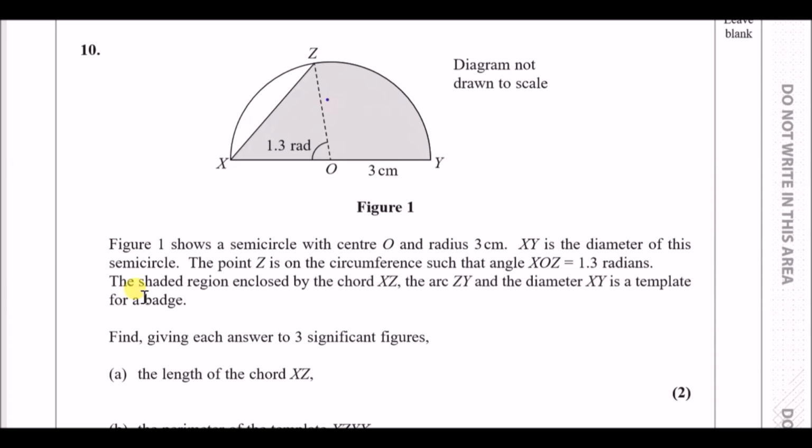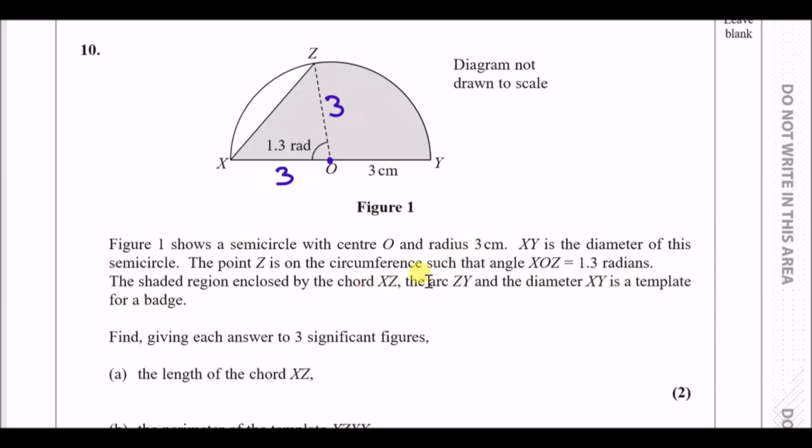So figure 1 shows a semicircle with center O and radius 3. Okay, so if you've got a center O and you know the radius, this means every straight line coming off it must have the same radius of 3. So this will be 3, and then this line will also be 3. Okay, next. So XY is the diameter of the semicircle, so that just proves it. The point Z is on the circumference such that angle XOZ is 1.3 radians. Yep, we see that. The shaded region enclosed by the chord, arc, and diameter is a template for a badge.